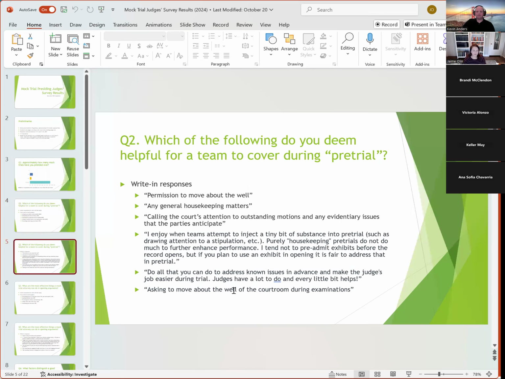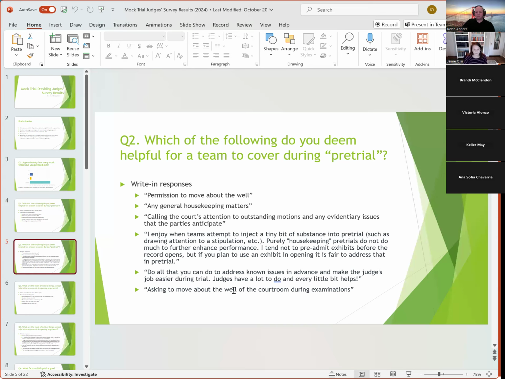And then here were some written responses that judges found helpful for a team to do during pretrial. So, asking for permission to move about the well. I think almost all teams know to do this, and it is good to get that permission ahead of time. General housekeeping, calling the court's attention to anything outstanding that you need to deal with.